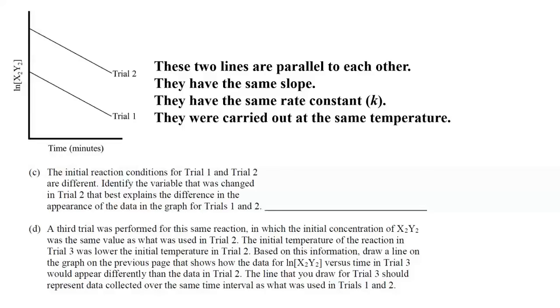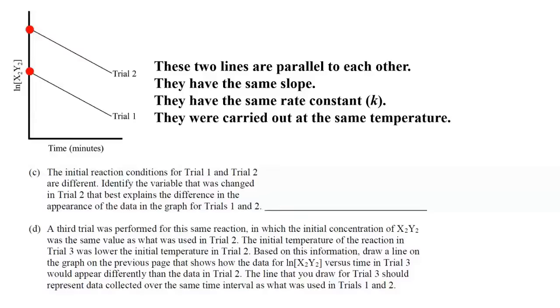So since these two lines have the same rate constant because they have the same slope, that means they were carried out at the same temperature. So the answer to part C is that it's not temperature. They did not change the temperature. But let's focus on the y-axis.